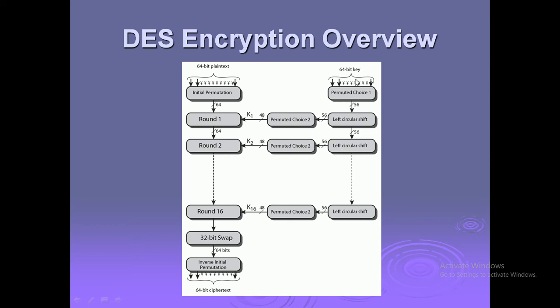And here on the right-hand side, the 64-bit key is input to permuted choice 1, and the output of permuted choice 1 is a 56-bit key. This 56-bit key is left circular shifted, and then input to permuted choice 2, and the keys are resized into a 48-bit key that is used in each round.